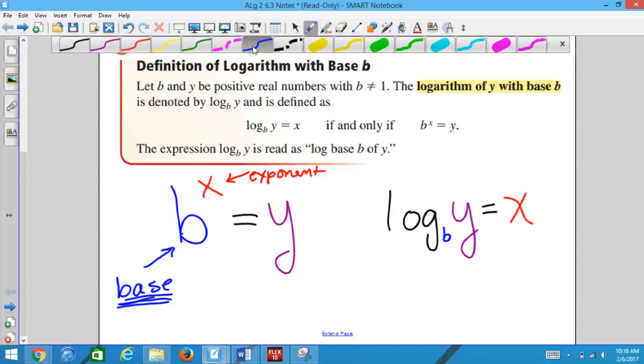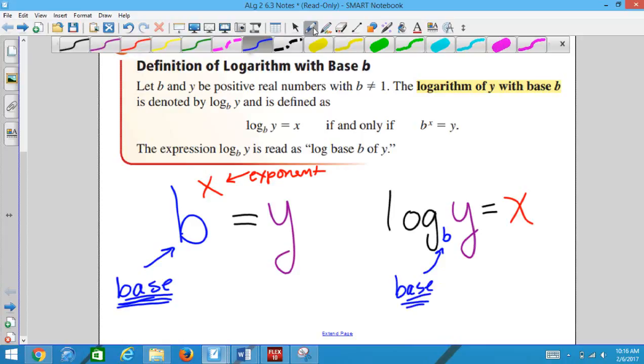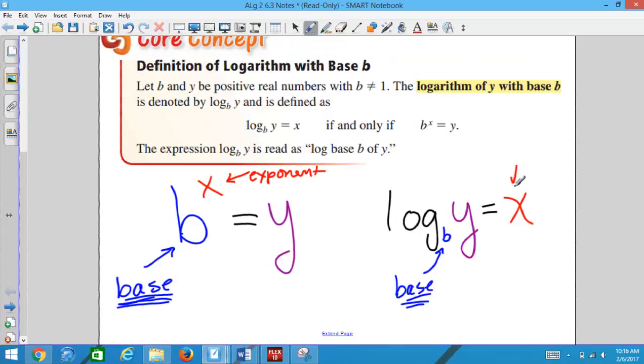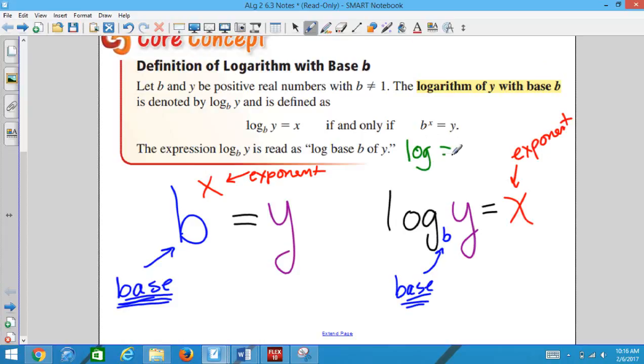When this first example is written in logarithmic form, the base is this little number on the log always. Base. Always. And the log expression always equals the exponent. The log equals the exponent.